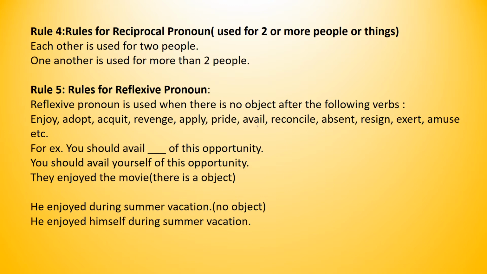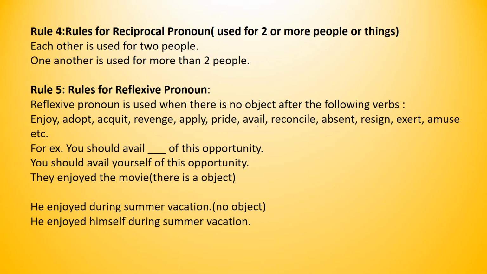Next rule is rules of reflexive pronoun. A reflexive pronoun is used when there is no object after the following verbs: enjoy, adopt, acquit, revenge, apply, pride, avail, reconcile, absent, resign, exert, amuse, etc. So the point to be noted is, when there is no object. For example, you should avail ___ of this opportunity. Here there is no object, so we will write here yourself. You should avail yourself of this opportunity.